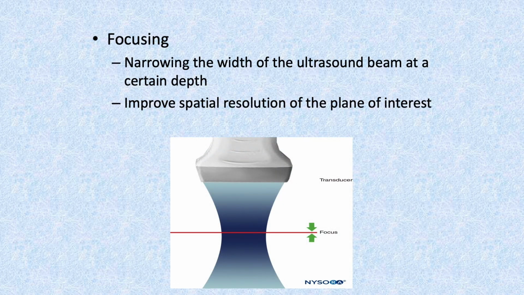Focusing. Sometimes in the image you want to see just one particular area. Then you can concentrate your ultrasound beam in that area. So you want to focus your ultrasound beam in the center of the image, or below the image, or above the image. So you can adjust the focusing.